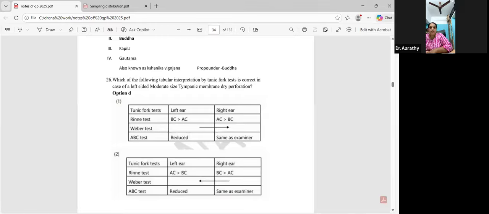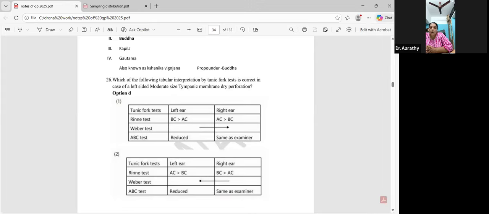You first place it in front of your external auditory meatus, 2 centimeters apart, and you ask the patient to tell you when they stop hearing the sound. Once they stop hearing the sound, you take the foot of the tuning fork and you keep it on the mastoid, and you check if at all they can hear the vibration, and how long they can hear. This is how you test Rinne's.